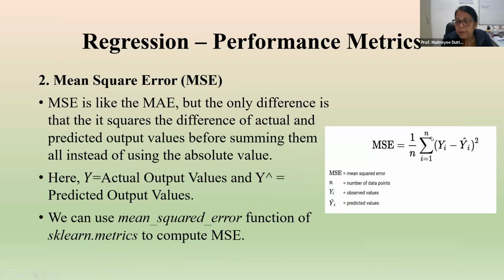That means (yi minus yi bar) whole square divided by n. N is your number of data points. If your data points are 1000, then it's okay. 10,000, then it's also okay. So each and every value you have to, you do not have to do this manually.